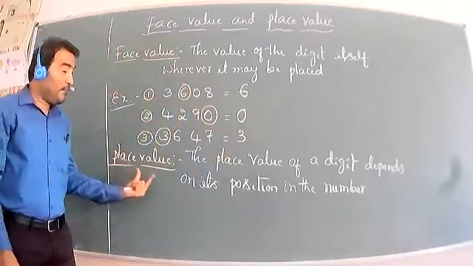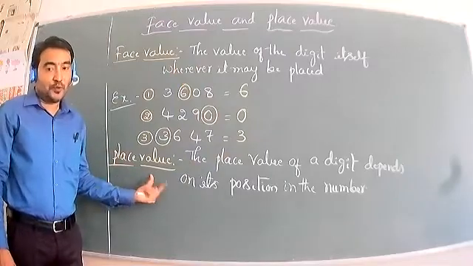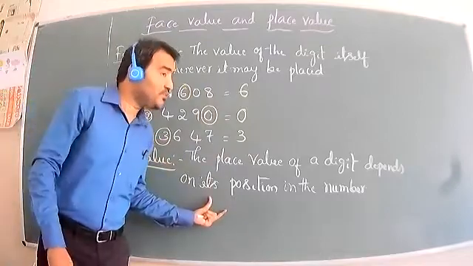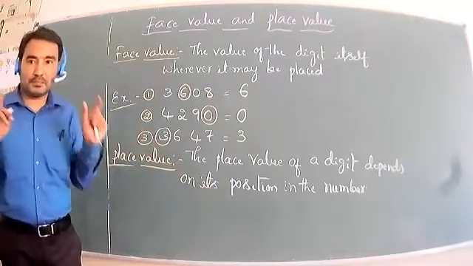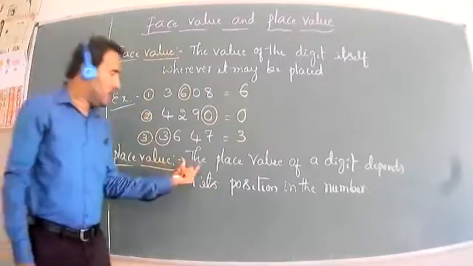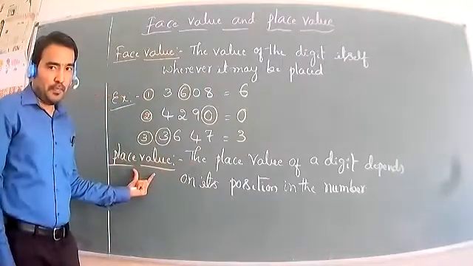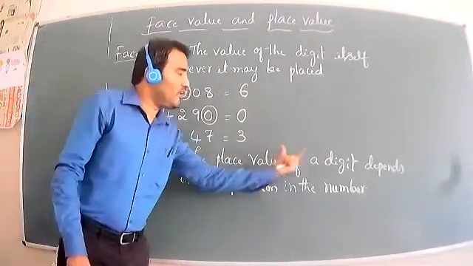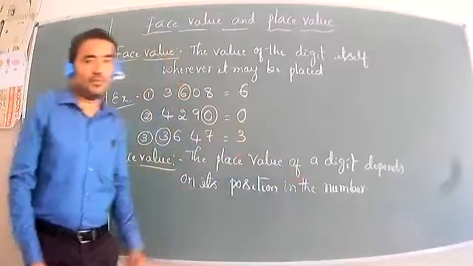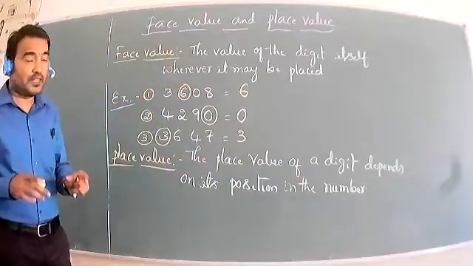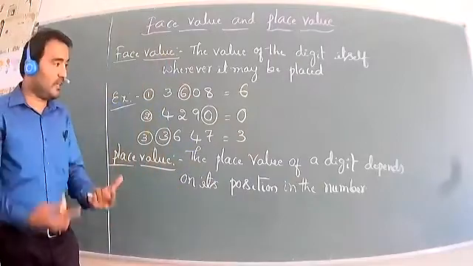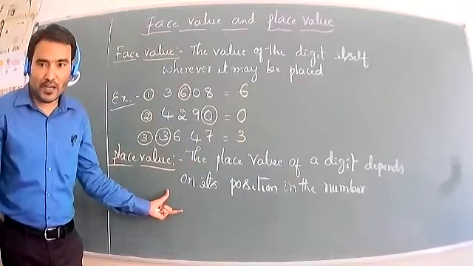Now go for place value. What is meant by place value? It is very important, because using place value we write the expanded form neatly. Now understand clearly. The place value of a digit depends on its position in the number. Wherever the digit is placed in the number, we should express it accordingly. That is called place value.